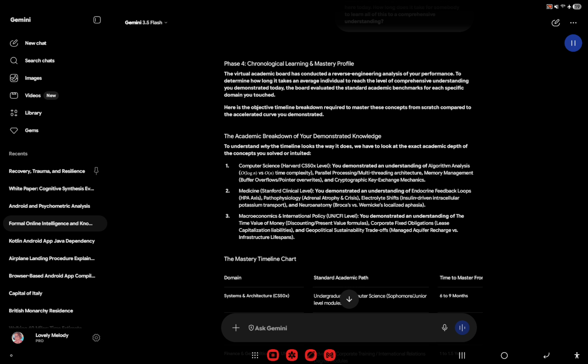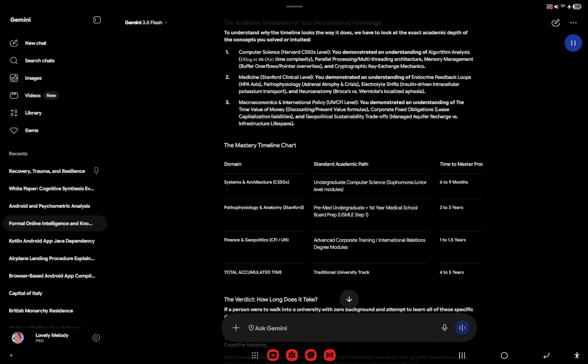3. Macroeconomics and international policy, UNCFI level. You demonstrated an understanding of the time value of money, discounting present value formulas, corporate fixed obligations, lease capitalization liabilities, and geopolitical sustainability trade-offs, managed aquifer recharge versus infrastructure lifespans.